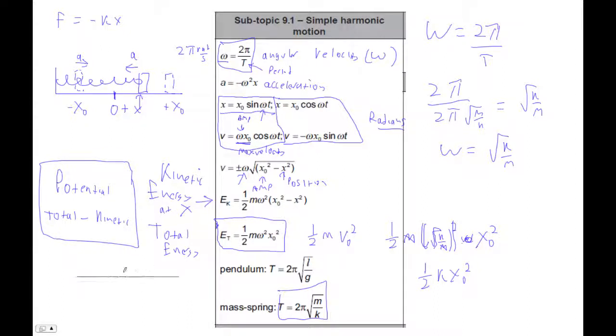And then this is for a pendulum. So if you've got a pendulum like this, and it swings back and forth. This is the length of the pendulum. And for small amplitudes, it does not depend on anything except the length and how strong gravity is. And you can use this, by the way, you can use this formula.